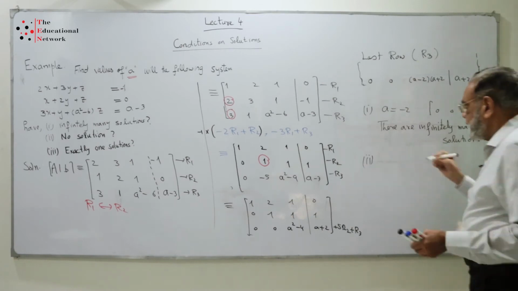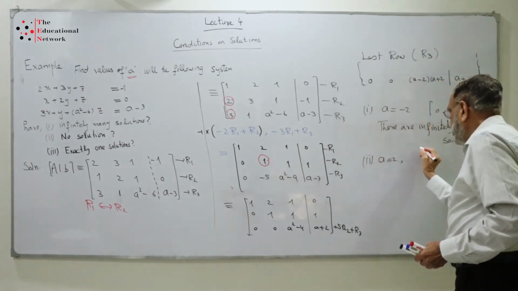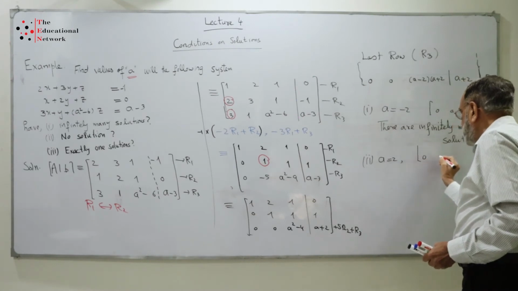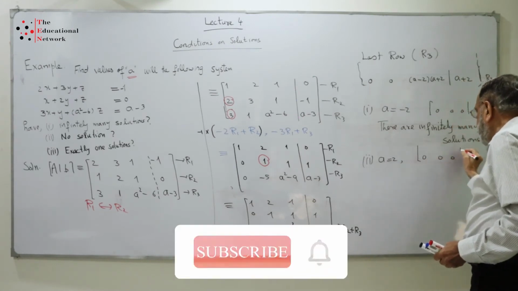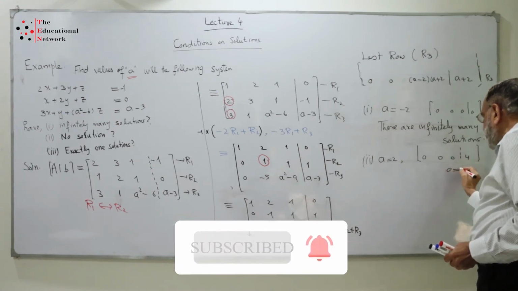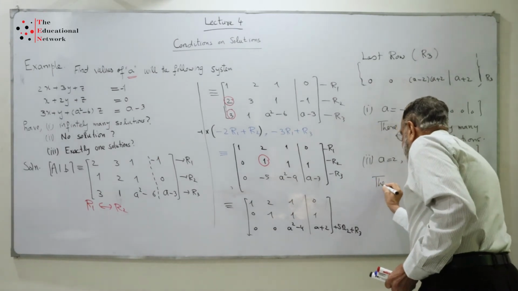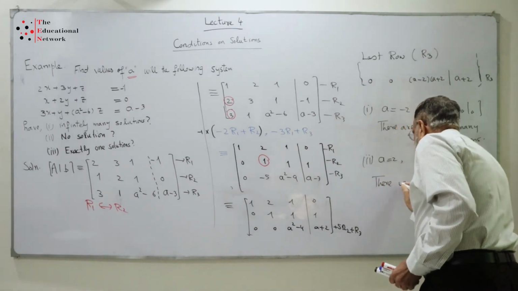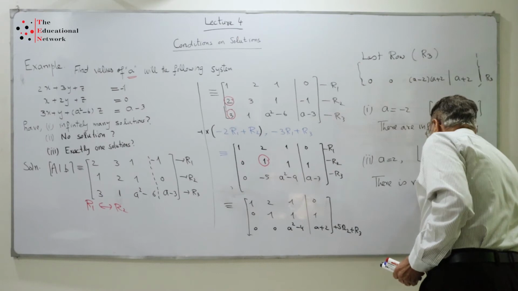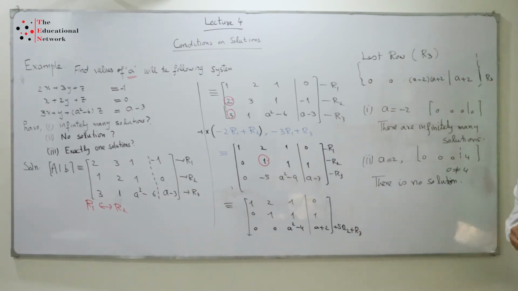4. So when we're having A is equal to 2, we can have here the last row. Our last row is 0, 0, 0, and here is 4. And we say here 0 is not equal to 4. This implies there is no solution, because this is not an equation. There is no solution. And when there is no solution, we say the system is inconsistent in this case. When we take A equal to 2, the system is inconsistent.